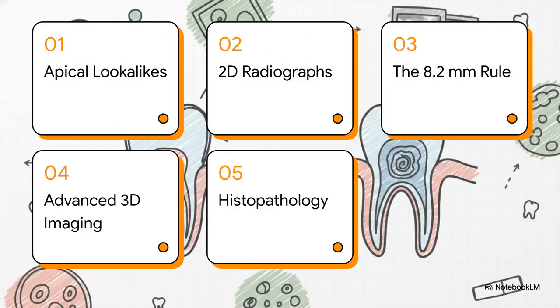So, here's our roadmap to solve the case. First, the apical look-alike problem. Second, the clues hiding in 2D radiographs. Third, the 8.2mm rule. Fourth, advanced 3D imaging. And finally, the histopathology gold standard.